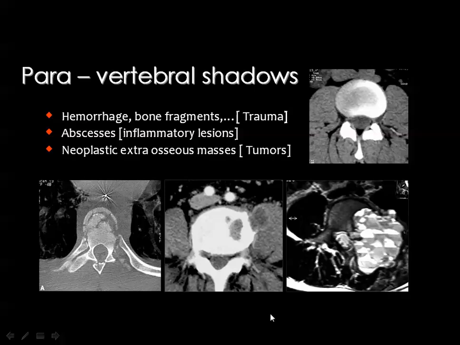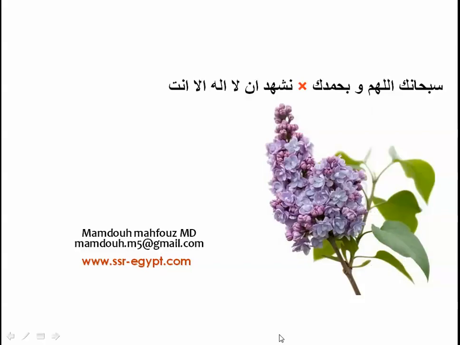In most cases of degenerative diseases of the spine, you can see that the paravertebral shadows are normal. But in cases of trauma, for example, with fractures, you may see hemorrhage around the vertebra, and you should mention it. In cases of inflammation, you can see an abscess in the paravertebral muscles. And in cases of neoplasms, you may see tumor extension into the paravertebral muscles.